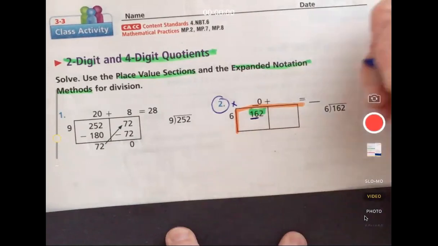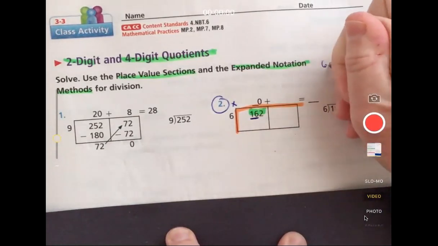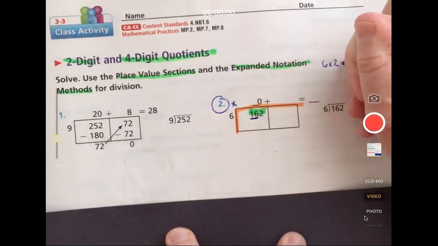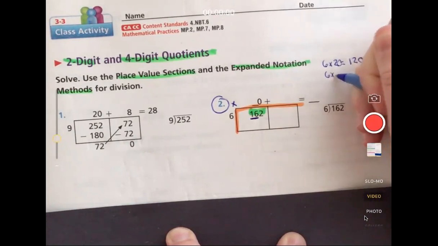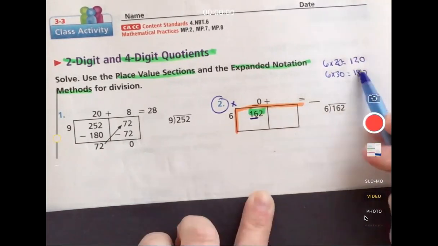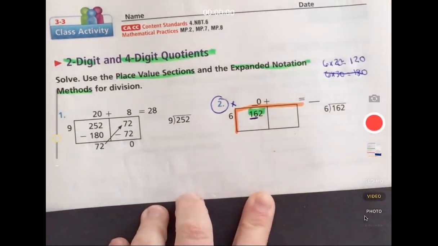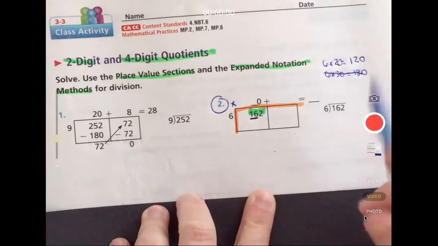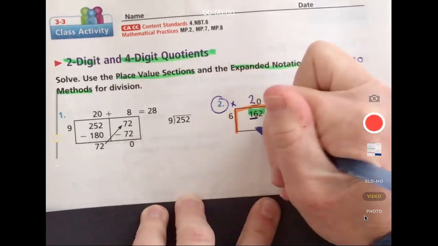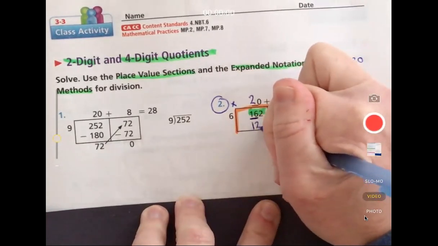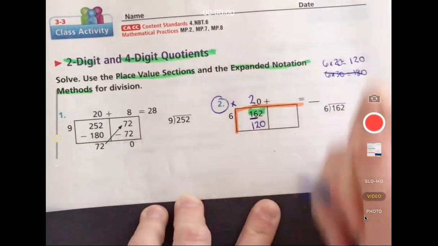Thinking about this, I'm going to use some space up here. 6 times 2 equals 12. And if I add that 0, 120, let's keep going. 6 times 3 with the 0, 30, would be 18. Too big. I can't use that. So it looks like I'm going to 20. So 6 times 2 gets me as close as I can. That's 12. And I'll put in my 0 for the tens.